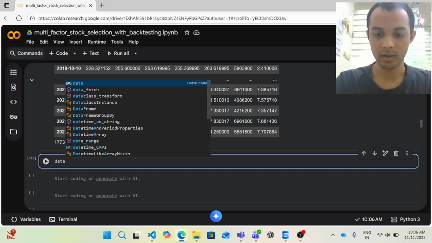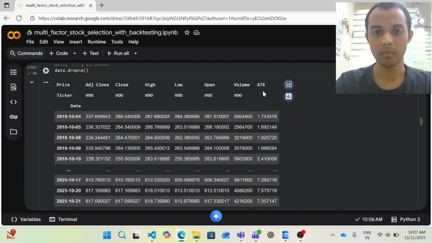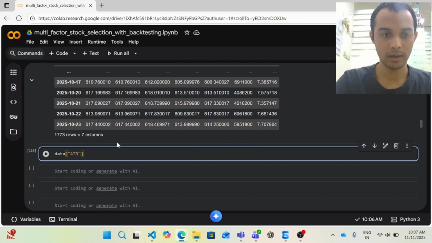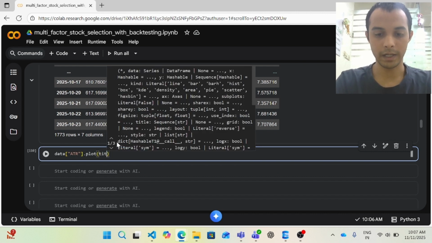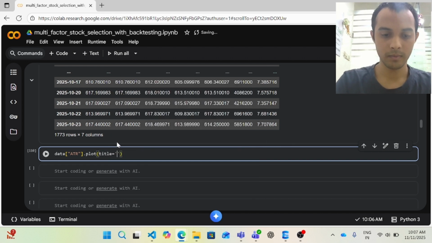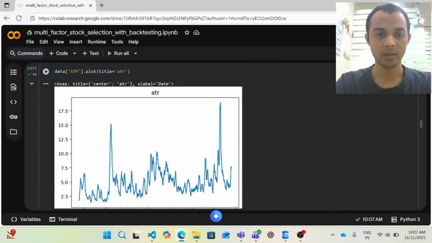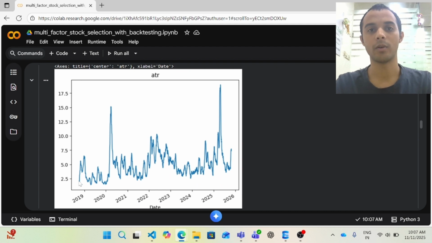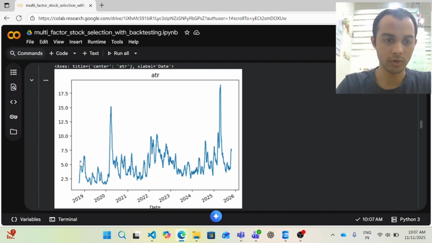Now let us plot it so you can see how it actually looks. Make sure to put the proper name of the column. ATR dot plot. Title you can give anything; here we will type ATR only. So this is the ATR of Vanguard from 2018 to 2025. As you can see, it will tell you how much the market can move.